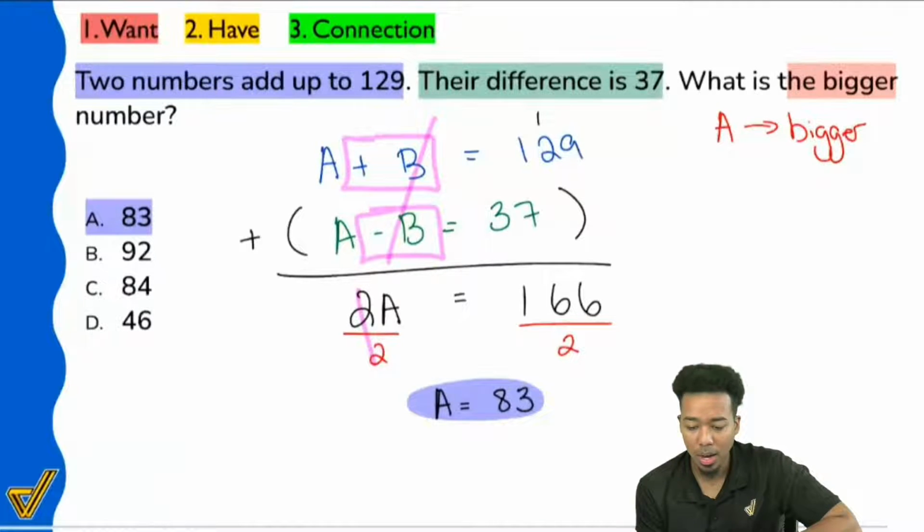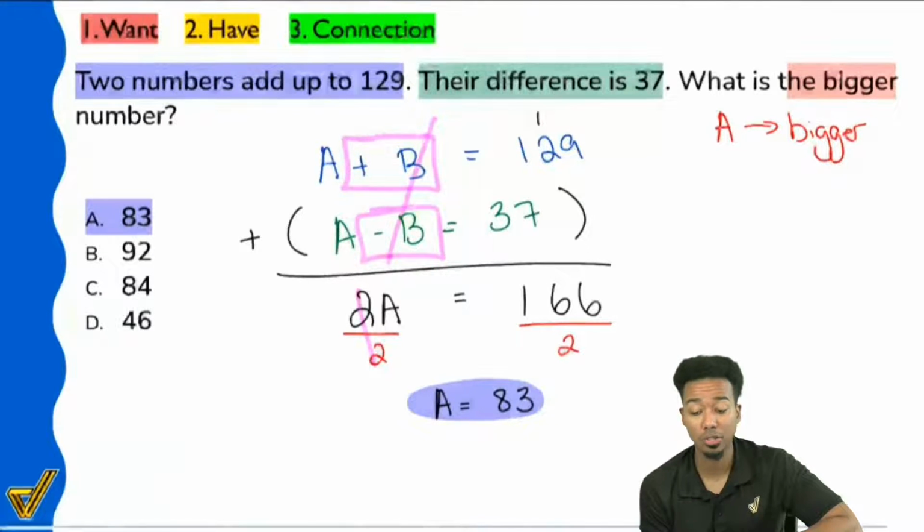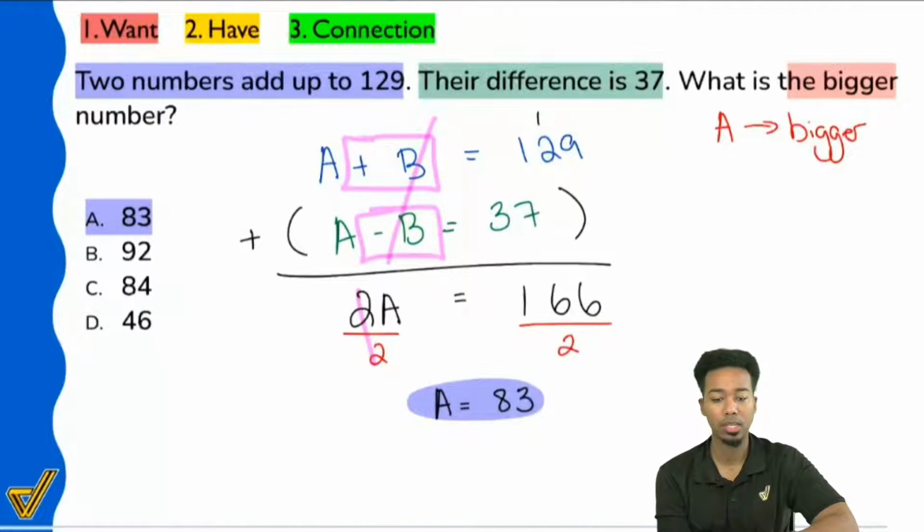So Fiona, 83 plus 37 is actually not 129. 83 plus 37 is going to be 120. So it's a little different.